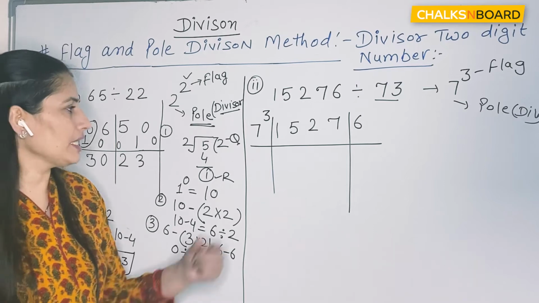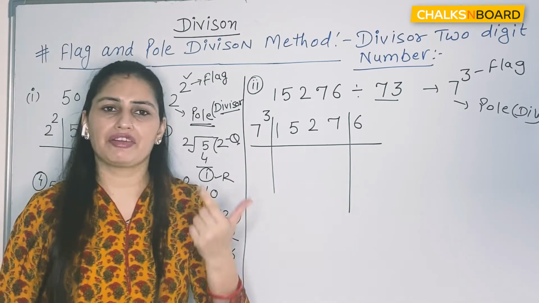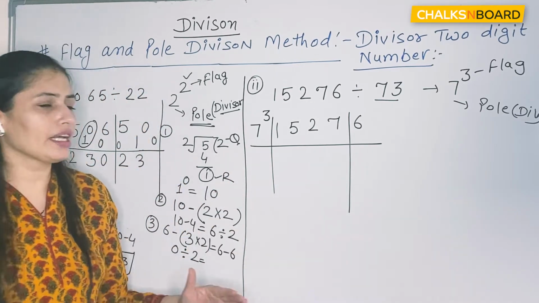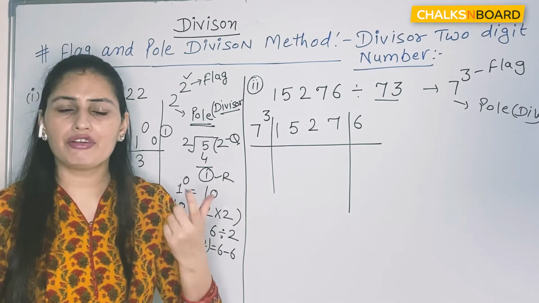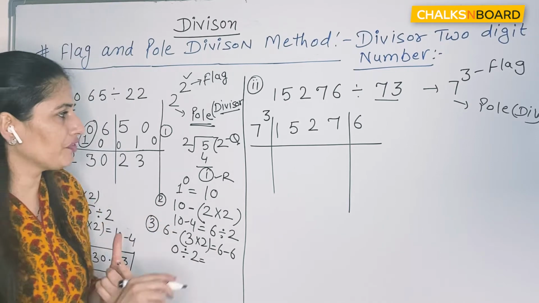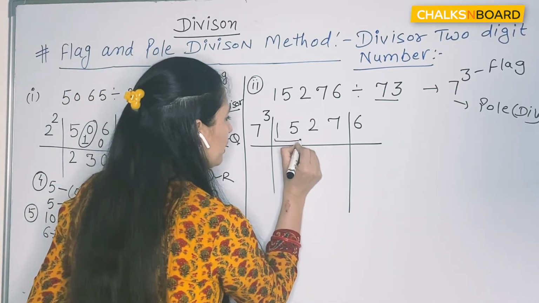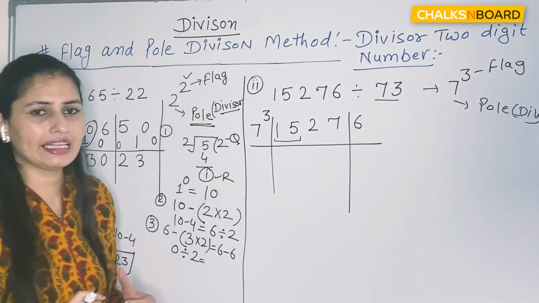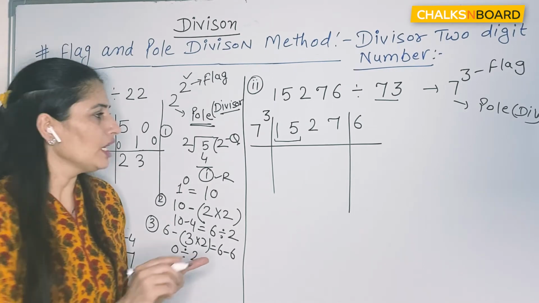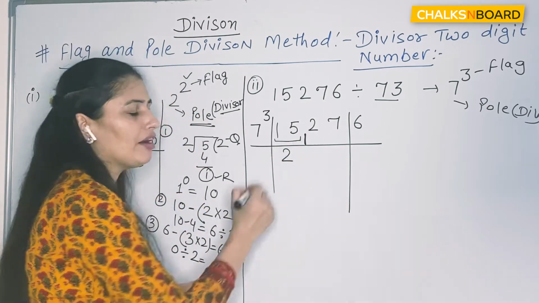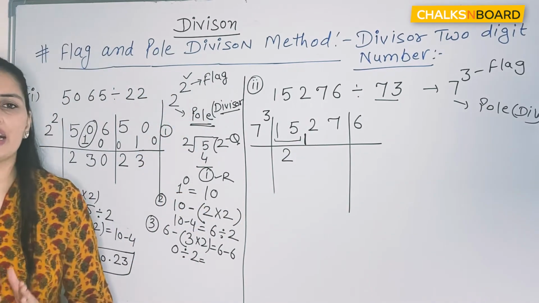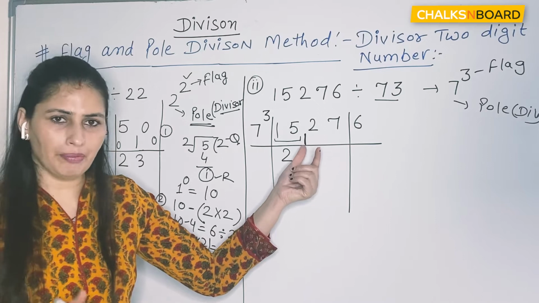Now you can see यहाँ पर जो आपका 7 है वो आपका डिवाइजर है, पोल है, लेकिन we cannot divide 1 by 7. So we have to take first 2-digit number, that is 15. और जब आप 15 को 7 से divide करेंगे, that is 7 2s are 14. So quotient is 2 and remainder is 1. And we have to write this remainder before the next digit as it is below.